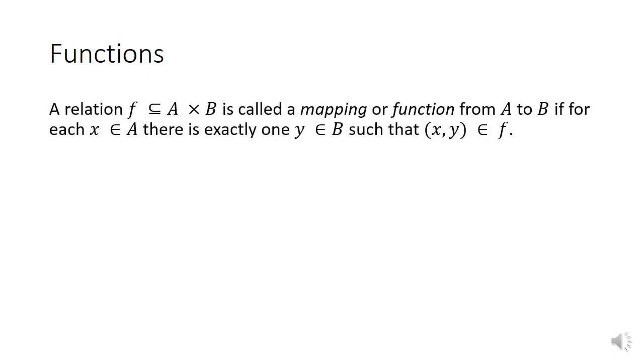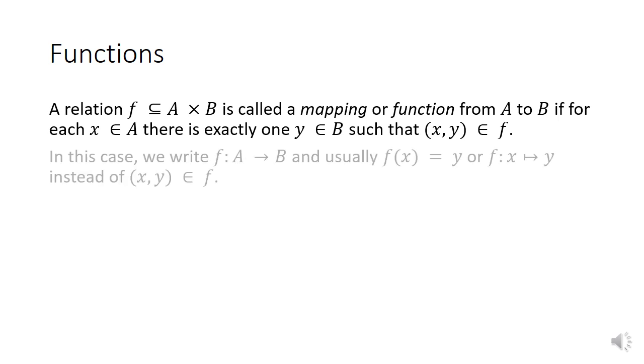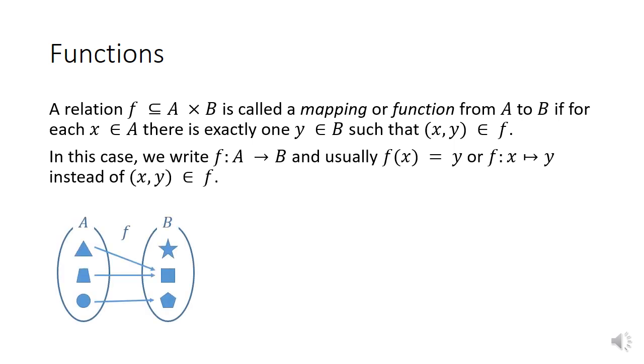A relation f from A to B is called a mapping or function from A to B if for each x in A there is exactly one y in B such that the ordered pair (x, y) is in f. In this case, we write f from A to B, and usually f(x) equals y, or f maps x to y, instead of (x, y) is in f. A function could look like this, for example.